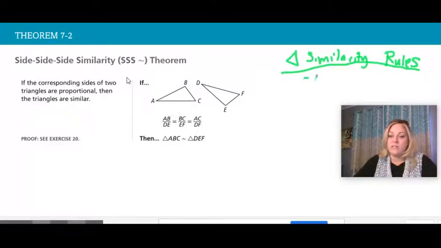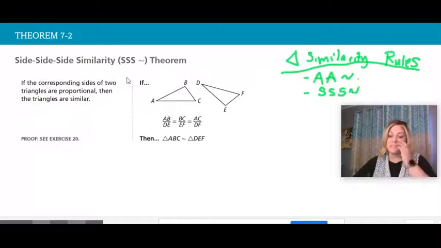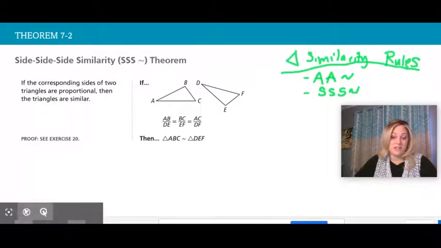One we've already done is angle-angle. To not get confused with the congruence rules, we're going to put a little similarity symbol here. So we have angle-angle similarity. Here's another one, side-side-side. This theorem also works. If we can prove that the ratios of all three sides are the same scale factor, then we have side-side-side similarity. Make sure to put that similarity symbol so you don't confuse them with congruent triangles. So if all three sides are proportional, then yes, those triangles are similar.